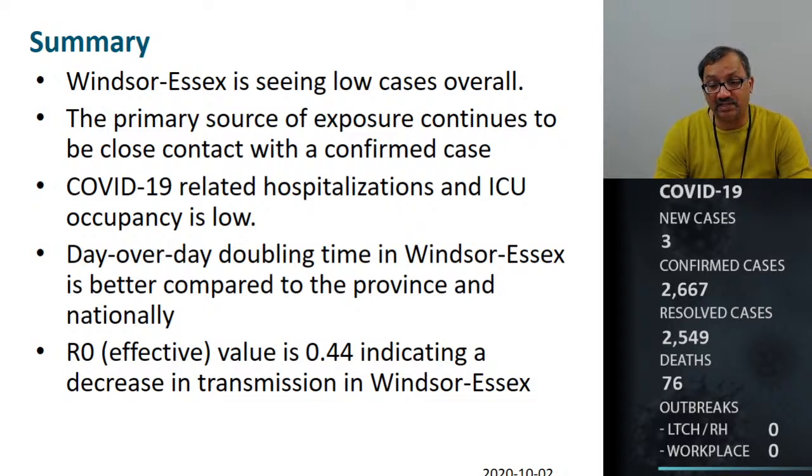Day-over-day doubling time in Windsor-Essex is much better compared to the province and nationally. Overall, the estimated R0 effective value is 0.44 with all these measures currently in place, indicating decreased activity of viral transmission in Windsor-Essex.